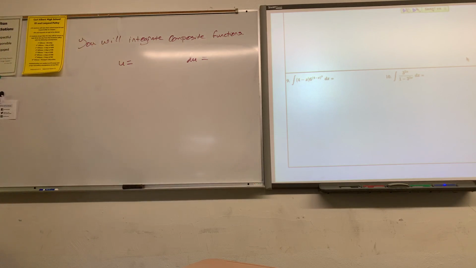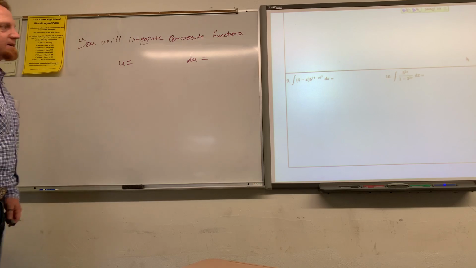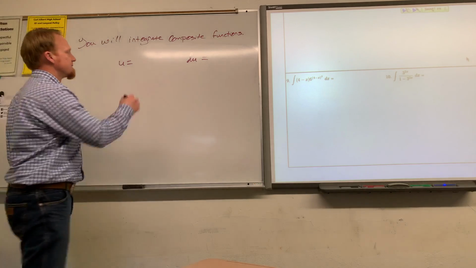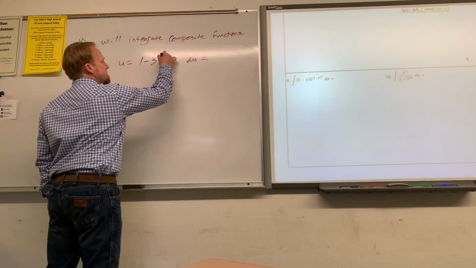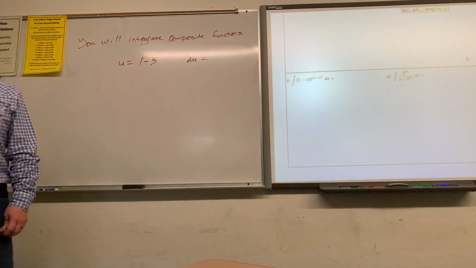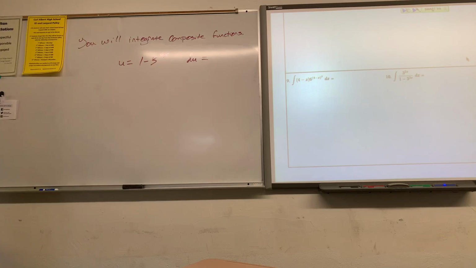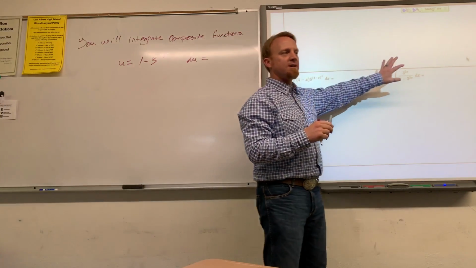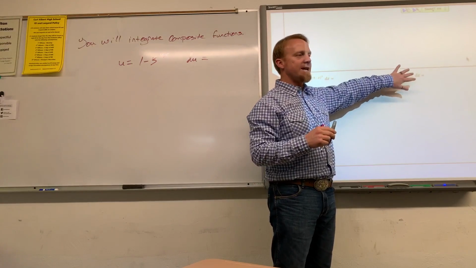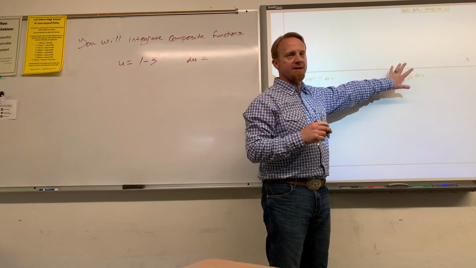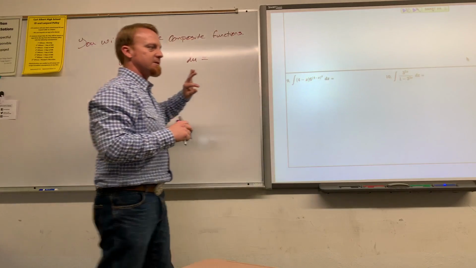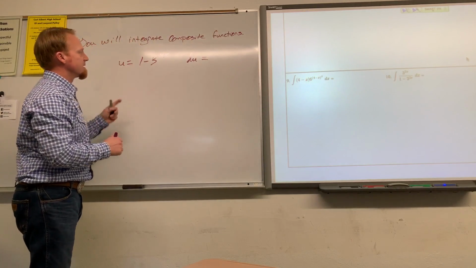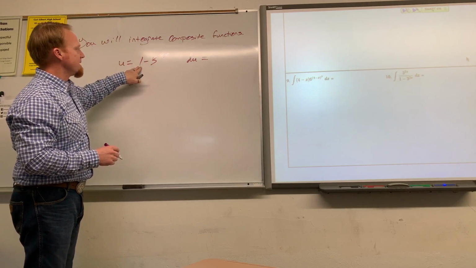Number 10. Lonnie, number 10. What does my u need to be, and then why? 1 minus 3 to the 2x. 1 minus 3 to the 2x is correct. Why? Because there are 2 of them. Remember, I want to treat an exponential function just like I would an e. So if this was an e, that would mean there's more than one e, and when there's more than one e, your u is the denominator. So for the derivative of this, the 1 goes away.